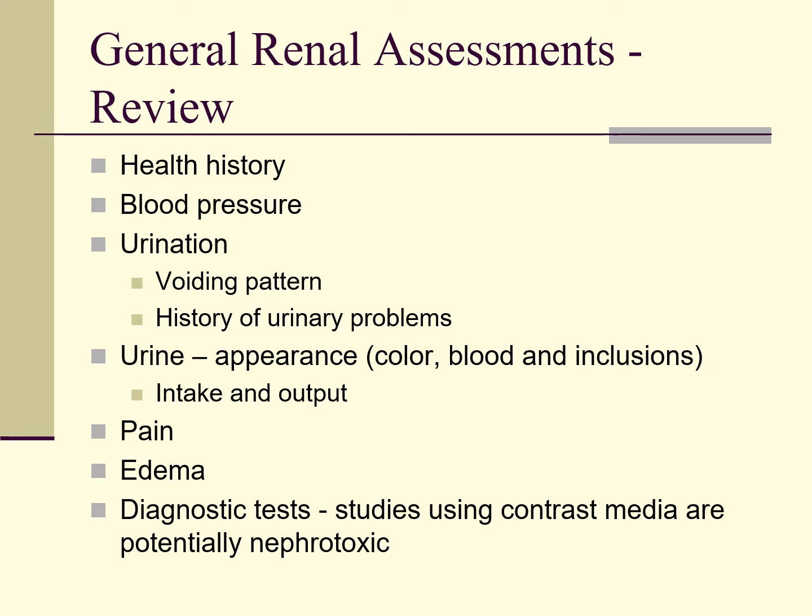So here again is more review. This is our general renal assessments. You've had most of this in your assessment course in your junior year. We look carefully at the health history and any risk factors for renal diseases and disorders. Blood pressure is a big part of the assessment. Also, your production of urine. What's the urine look like? How is the intake and output? What's the voiding patterns? And has there been a history of urinary tract infections?